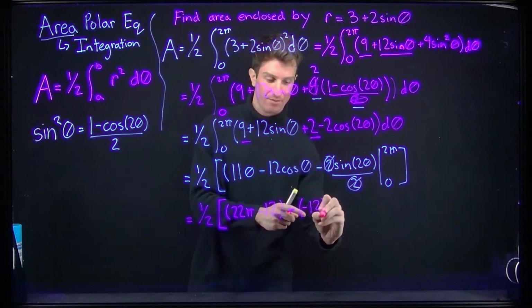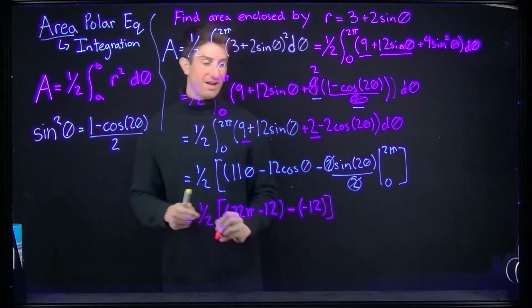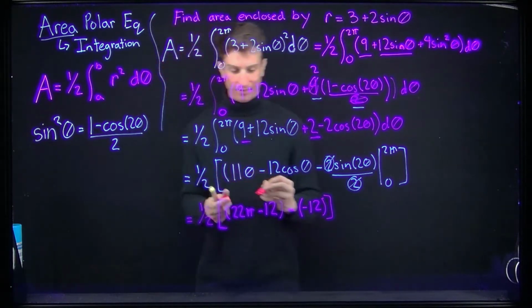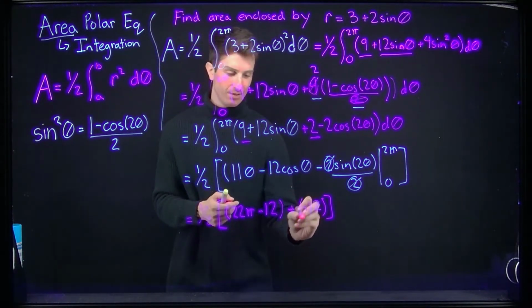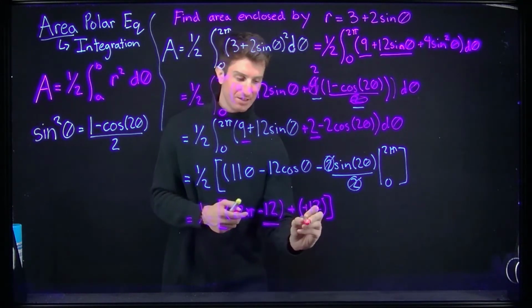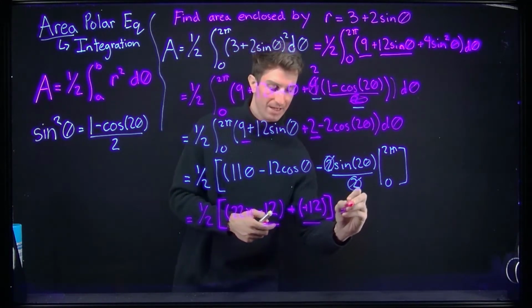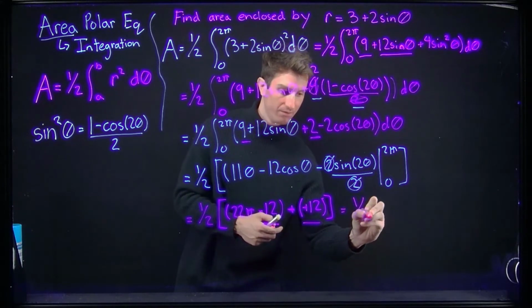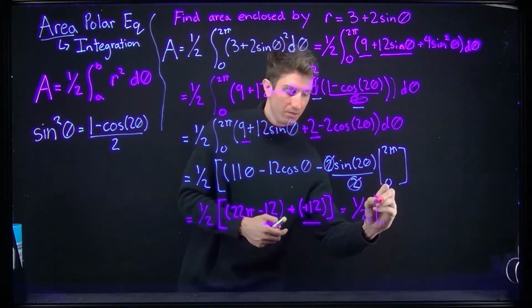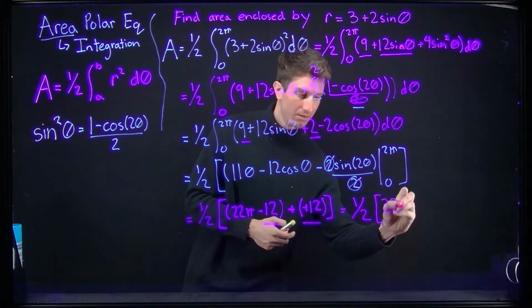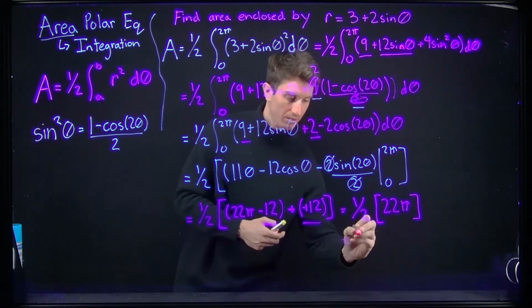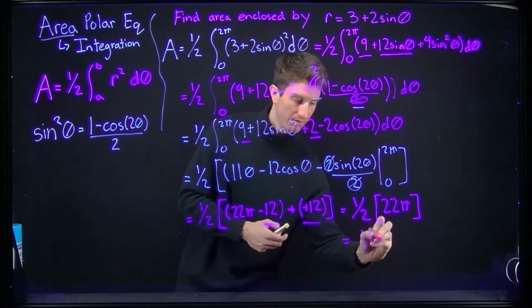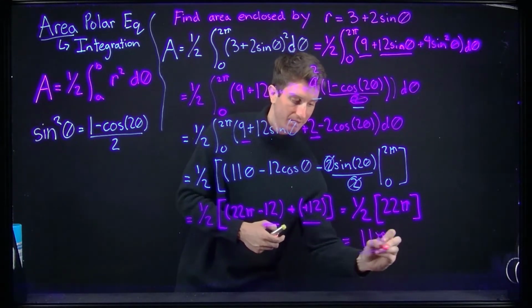So this is it. We've evaluated everything. And if we have a double negative, right, this becomes a positive. And now we can cancel out this as well. Right? So we have 1/2 times 22 pi, or in other words, 11 pi. And that is it.